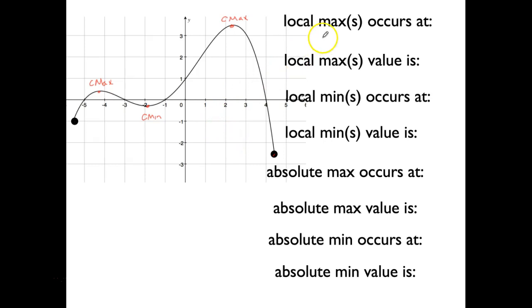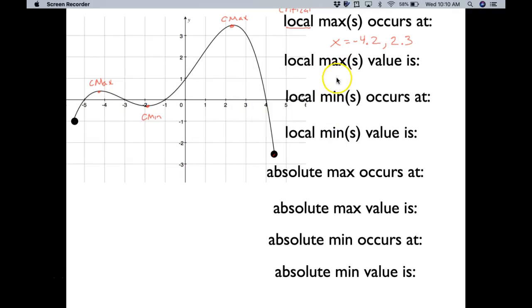Okay, so let's label these out. Local max occurs. So occurs is going to be x values. Now I know it says local, that means critical. There's two different words they could use here. Local means critical. They'll most likely ask critical on the test. Where does it occur? They occur at about -4.2, and around 2.3 or so.